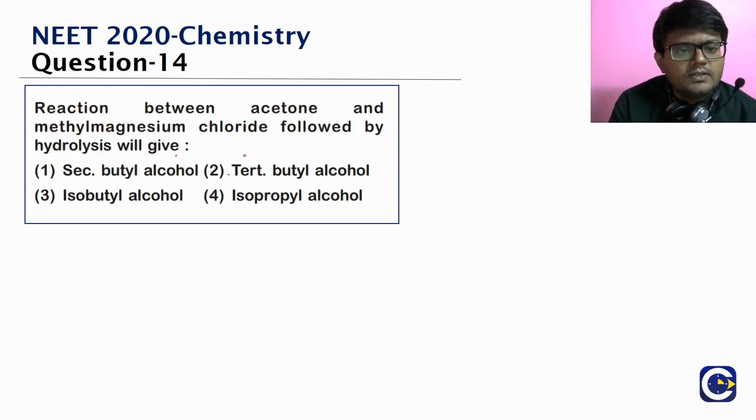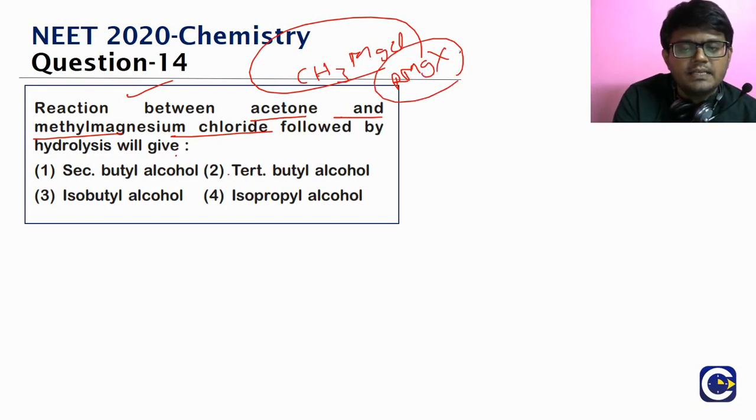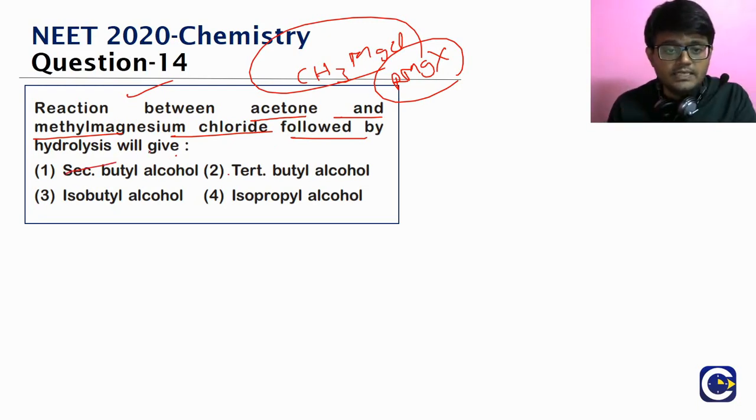What is the next? We have a question based on the Grignard's reagent. The question is the reaction between acetone and methyl magnesium chloride. What is methyl magnesium chloride? CH3MgCl. This is in the general formula for the Grignard reagent, RMgX, where X can be chlorine or bromine, followed by the hydrolysis. First the Grignard reagent reacts with the acetone, and then we do the hydrolysis. This is a very standard reaction.